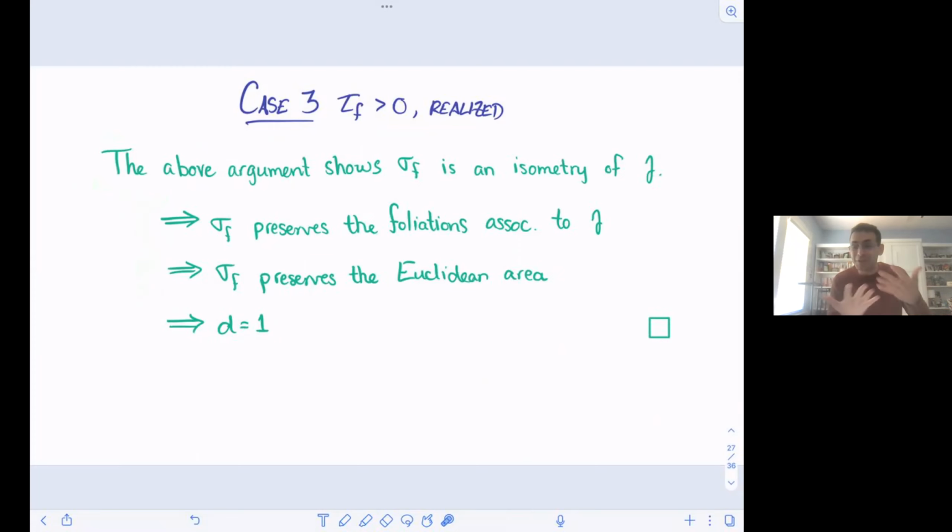Sigma f preserves both foliations, and therefore it preserves the Euclidean area. I didn't tell you this before, but when you have these two measured foliations, it's putting a Euclidean structure on the surface away from the singular points. And so the pullback map is preserving the Euclidean area. But if a covering map is preserving area, it better be degree 1, right? Otherwise it would multiply the degree. In general, it multiplies the degree by d, multiplies the area by d. So that's that loose end that ties up that the pseudo-Anosov has to be degree 1. There's no higher degree analog.